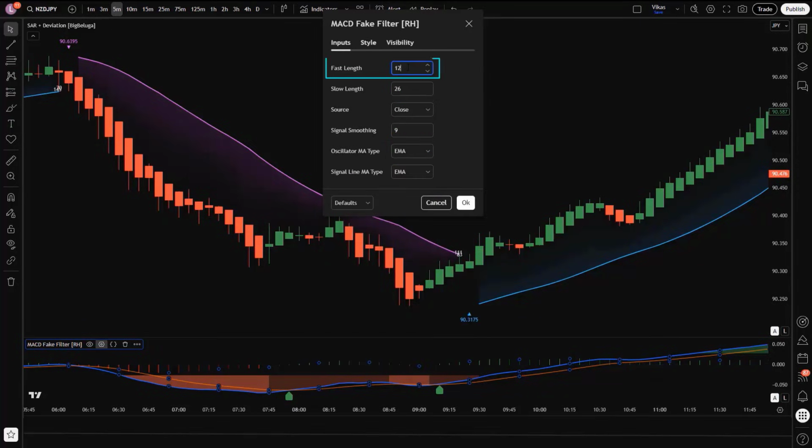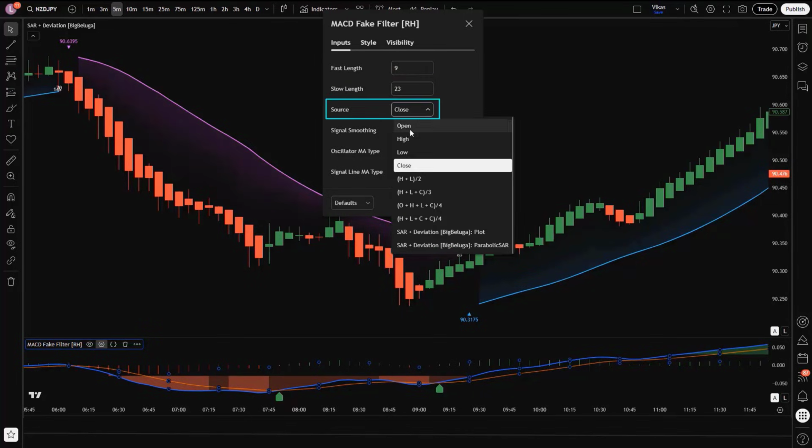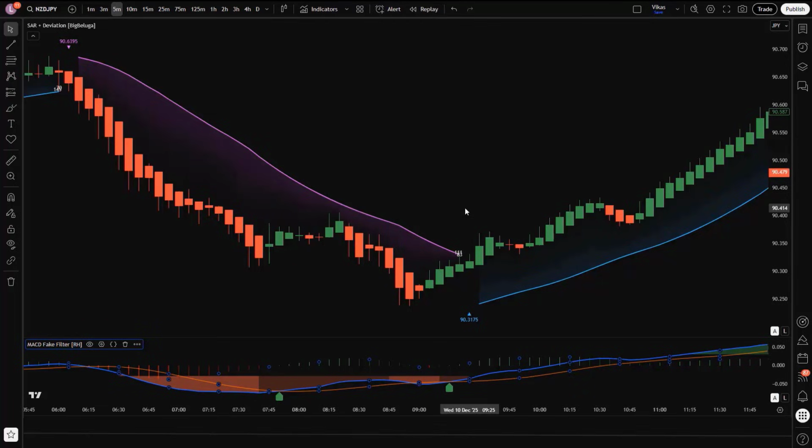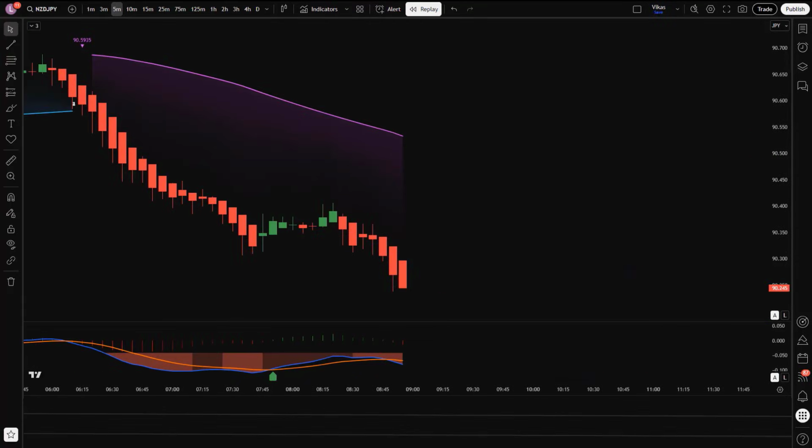We have to change this fast length option from 12 to 9. Change this slow length option from 26 to 23. Change this source option from close to high. Change this signal smoothing option from 9 to 12. Change this signal line MA type option from EMA to SMA. Now our setup is ready. Let's see how we use these trading setups.